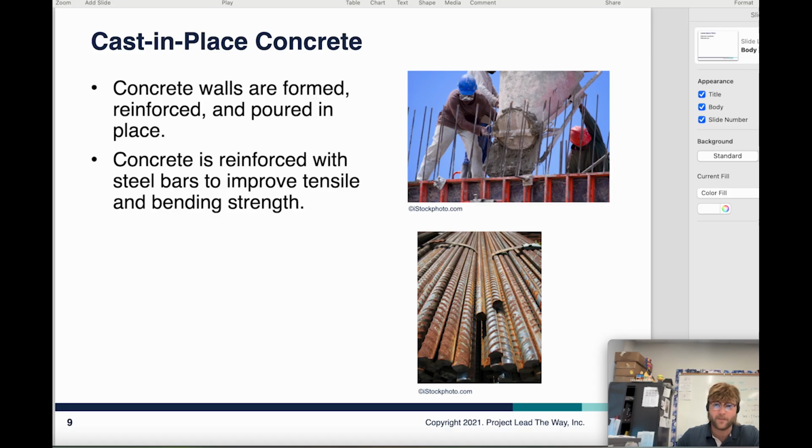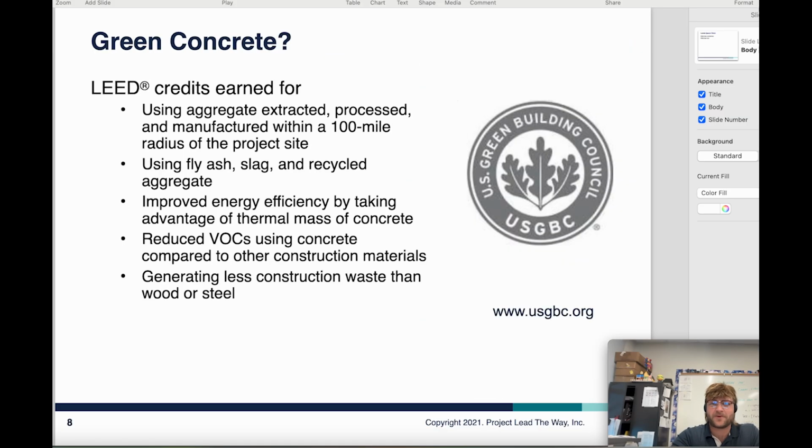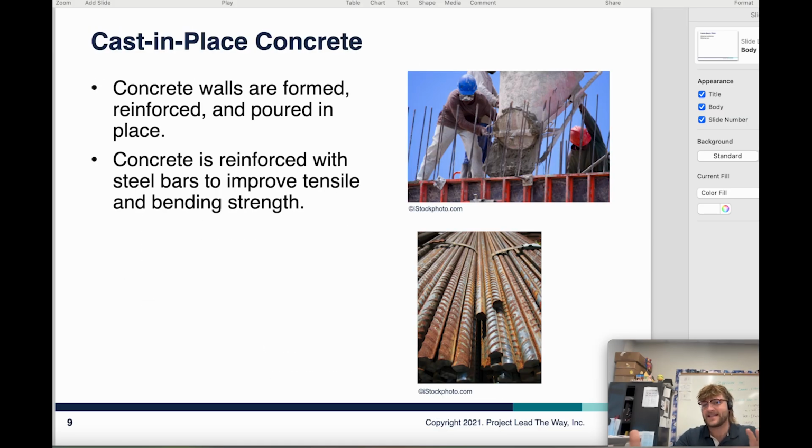But we have also cast-in-place concrete. So what is cast-in-place concrete? This is actually the first one that we're starting off with. Cast-in-place concrete is the idea that we're going to bring in these forms, right, or these molds.